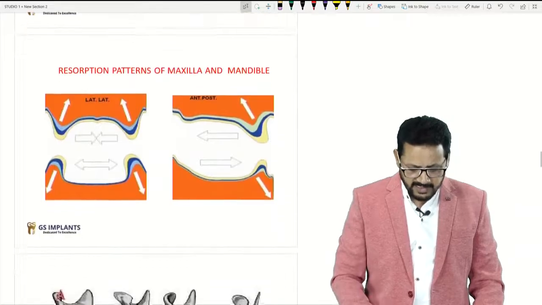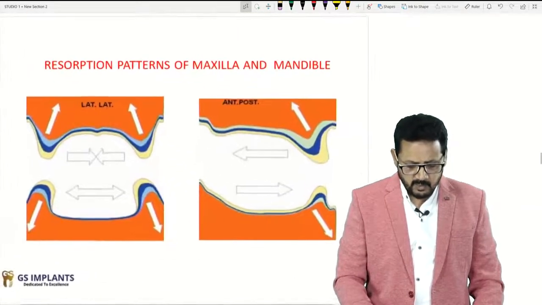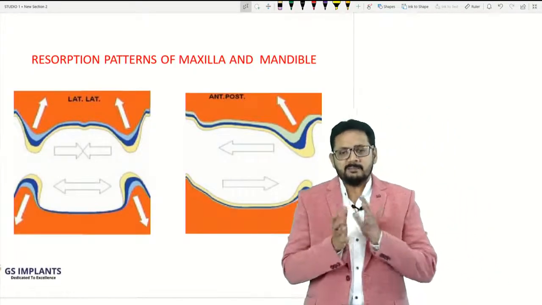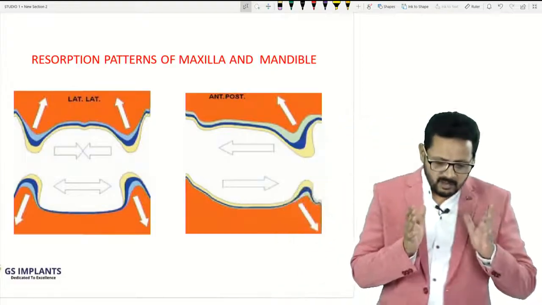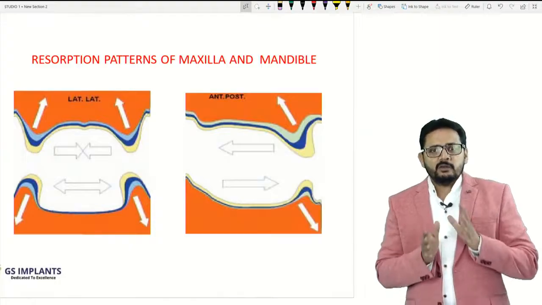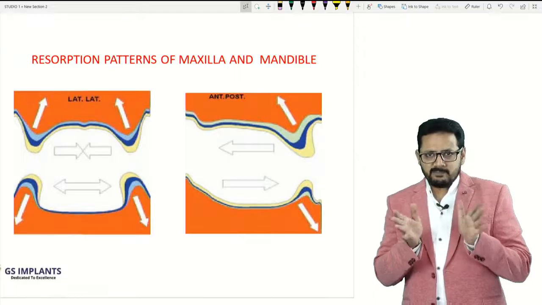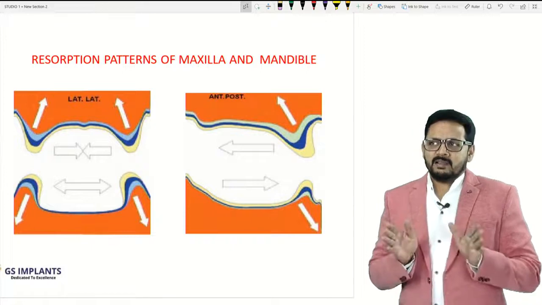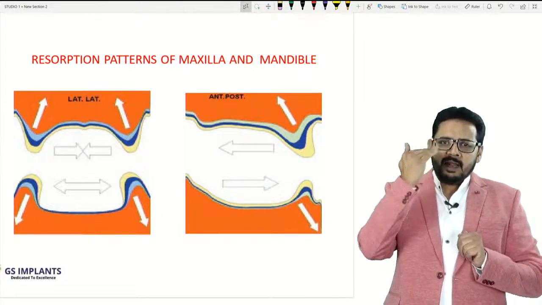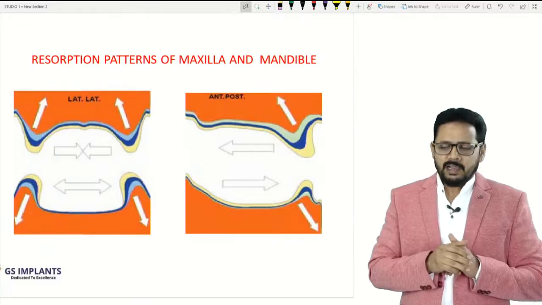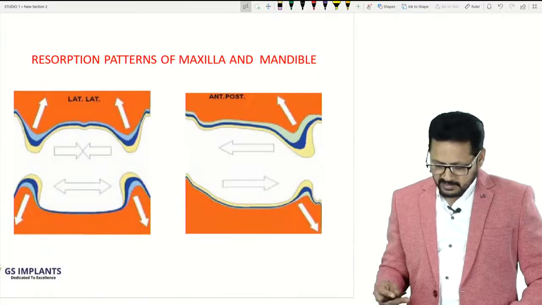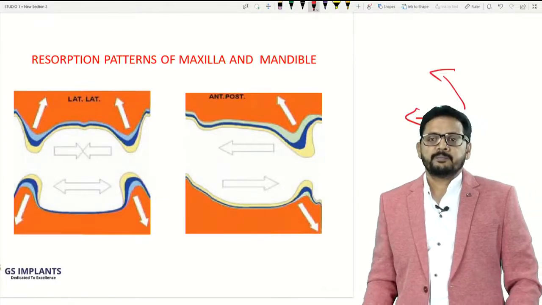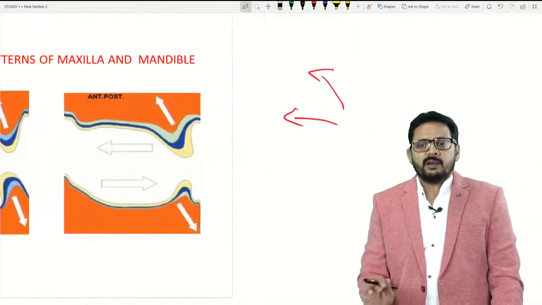See, before even placing an implant, you are supposed to know the resorption pattern of both the maxilla and the mandible. Right? If you want to place an implant, you should know how the maxilla or the mandible resorbs. Then only you can decide the direction in which you want to place an implant. So, the maxilla always resorbs in an upward and an inward direction. Now, if you see the diagram here, it is always in an upward and an inward direction.